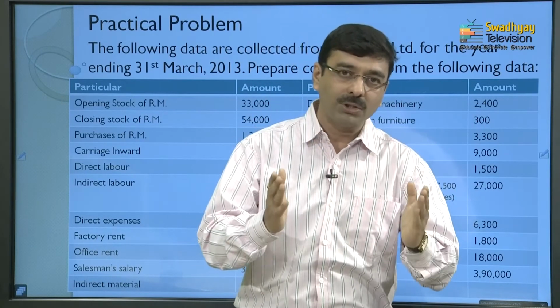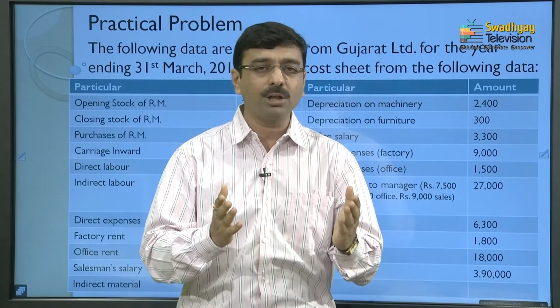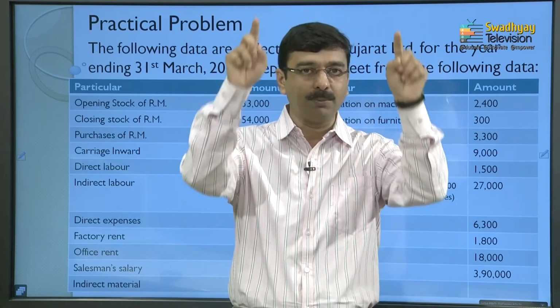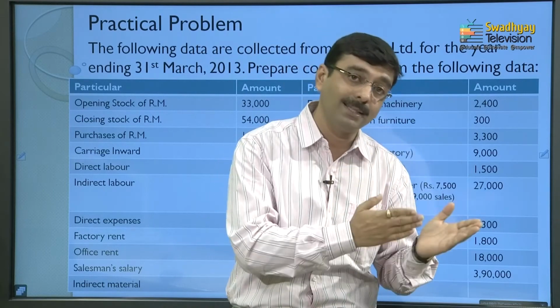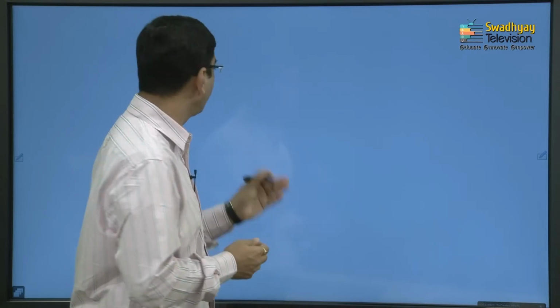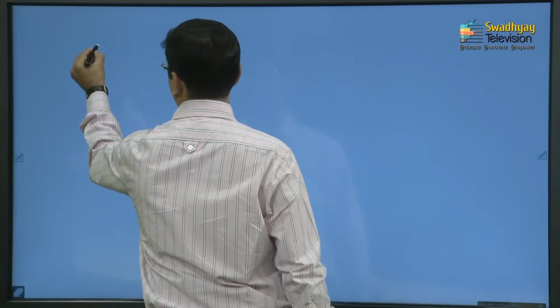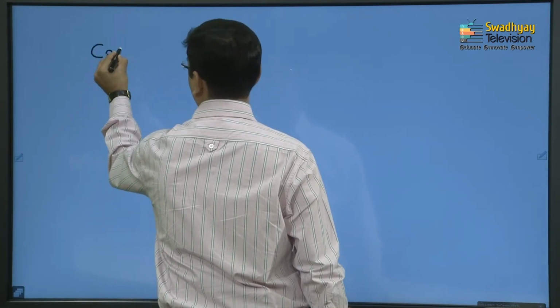Now this is a question, and as per the bifurcation of this question, we will try to resolve it and find the solution as per the format which we already discussed in the last session. Yes, now we'll resolve the problems of unit costing, beginning with the first problem, and the title is cost sheet.